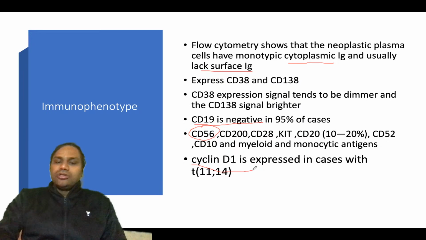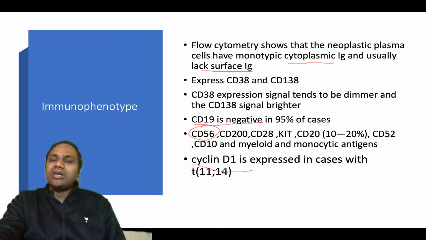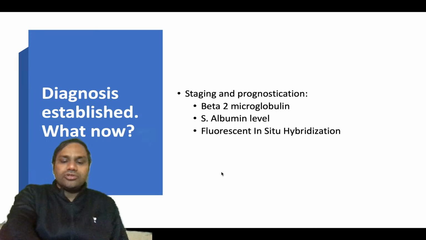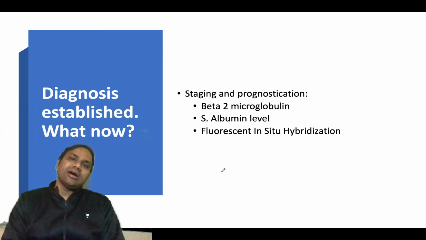Okay, so cyclin D we know very well, it's associated with mantle cell lymphoma, and we know mantle cell lymphoma is translocation 11-14. So 11-14 translocation can be seen in case of multiple myeloma also. So now you are established with the diagnosis. You know that diagnosis is done.